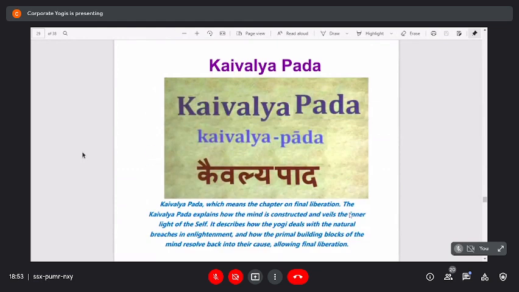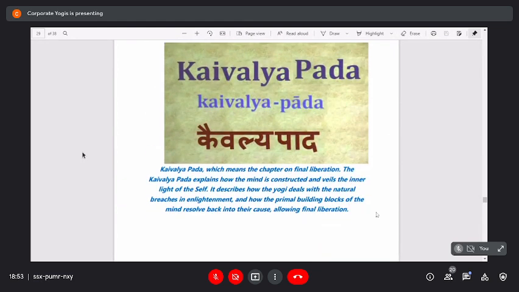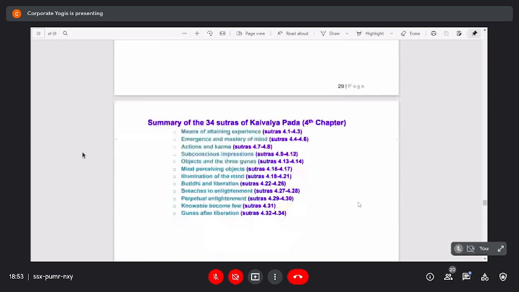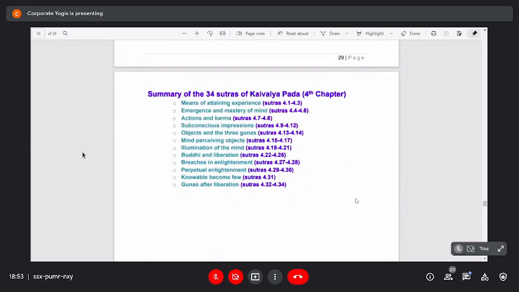Then the Kaivalya Pada. Kaivalya Pada means you are coming to the final liberation. It talks about attaining the experience, the emergence of the master of the mind, the action of karma, what the gunas are, and what the subconscious mind is. All the details are given in the Kaivalya Pada.